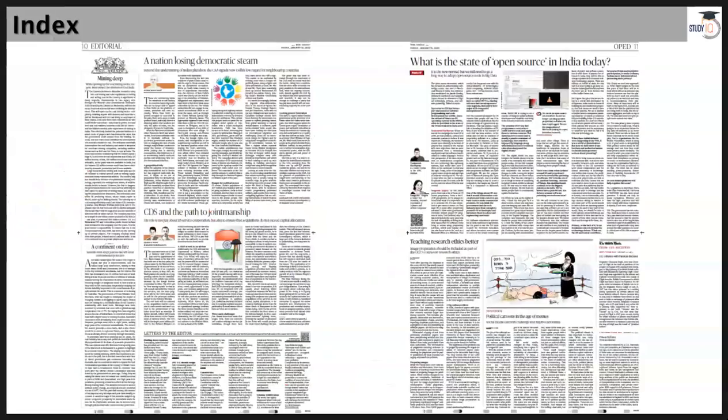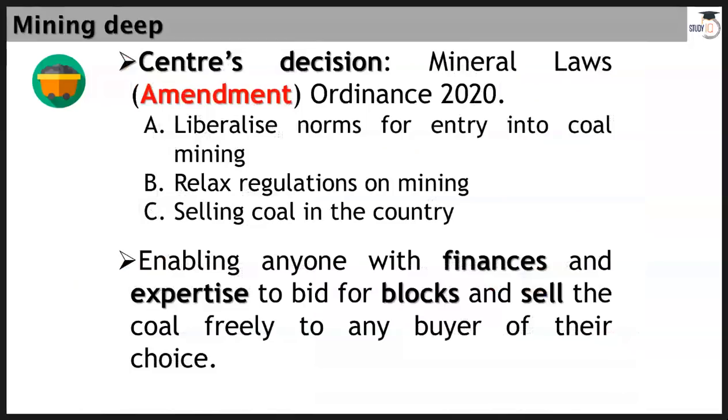Moving on to the second item. Now, we were talking about coal in Australia, isn't it? Coal is, at present, I would say, a negative topic in Australia. But in India, there are some positive things going on as far as the coal sector is concerned.